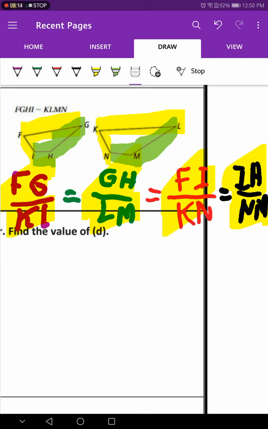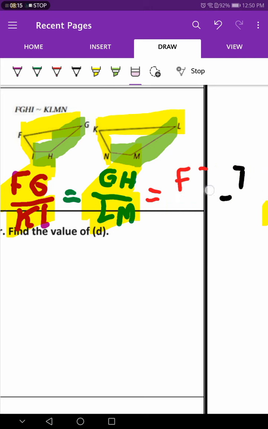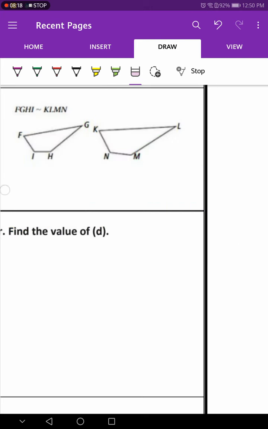Okay, my boys? Now, don't forget to find the angles. He asked me about the angles, yes. So, who can tell me? Yes, the angle F corresponds to angle K. That means the measurement of F is congruent with K. So, both of them are equal.